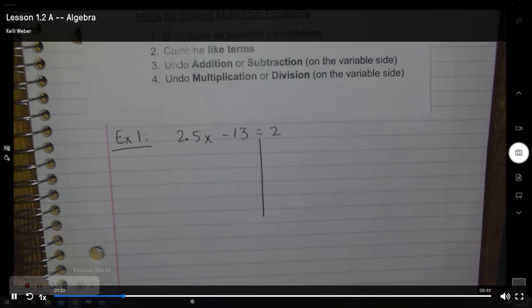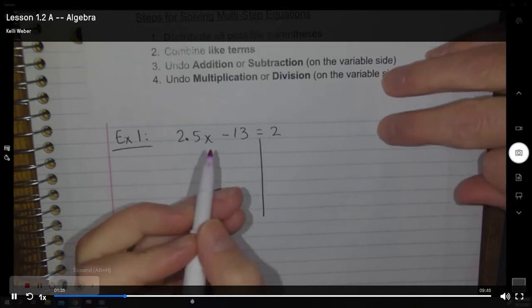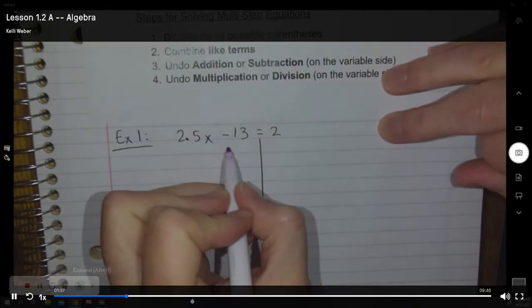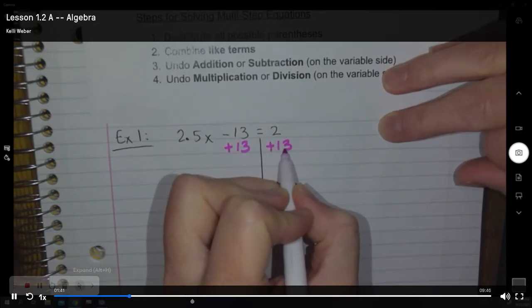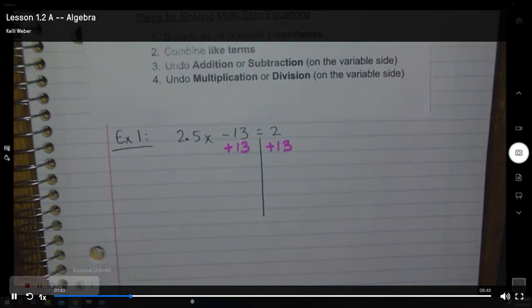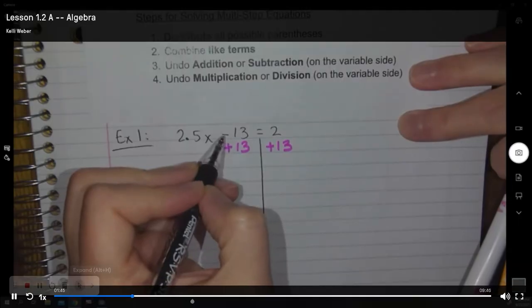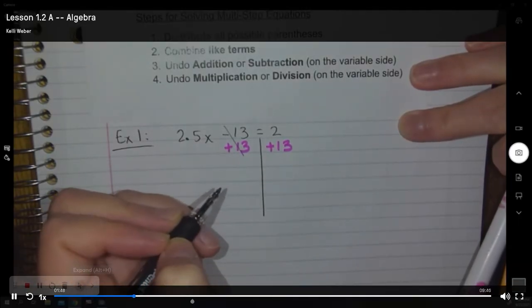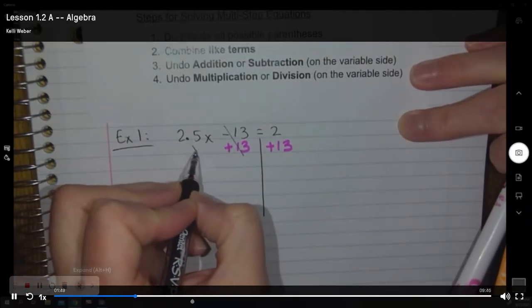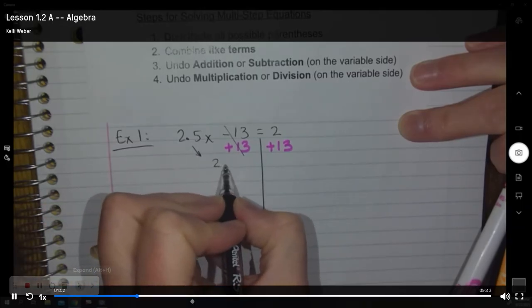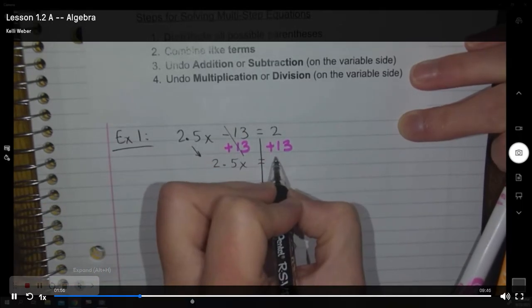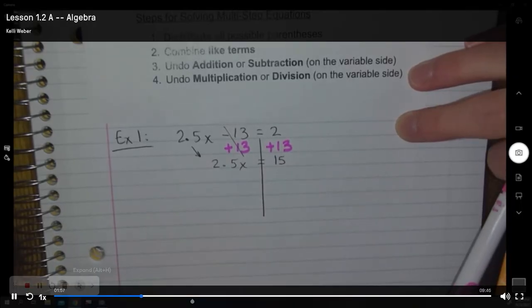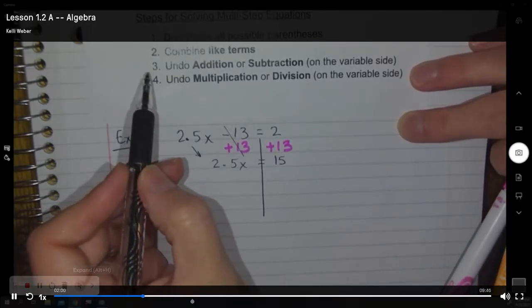Because I have minus 13, I'm going to add 13 to both sides. So negative 13 plus 13 makes 0. I'm left with 2.5x, so I'm going to bring that down. I haven't used it yet. 2 plus 13 is 15. So I'm done with step 3.